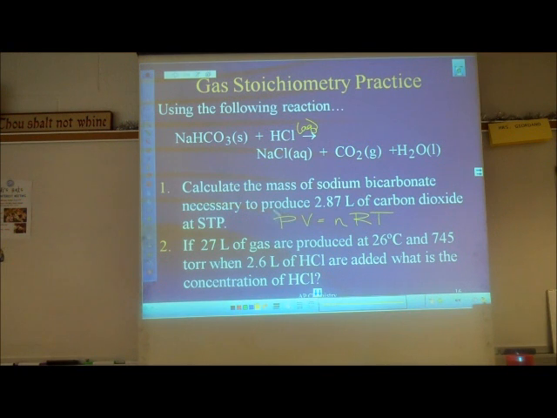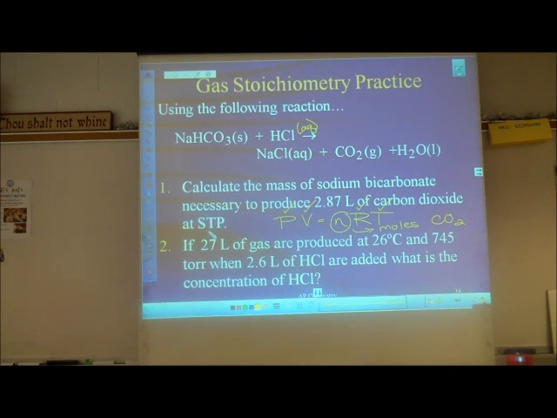Do I have a pressure for this gas? Yep. Do I have a volume for the gas? Am I given a temperature? Yes. Do I know a value for R? So I'm ultimately solving for moles of what? Be careful. This is the ideal gas law. What gas are we talking about? CO2.